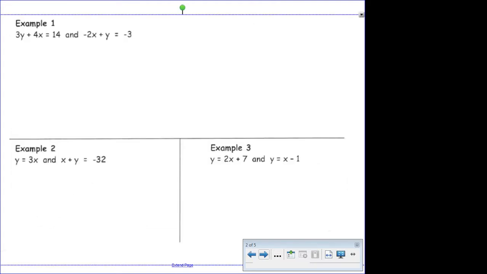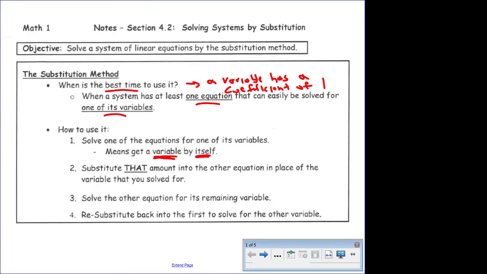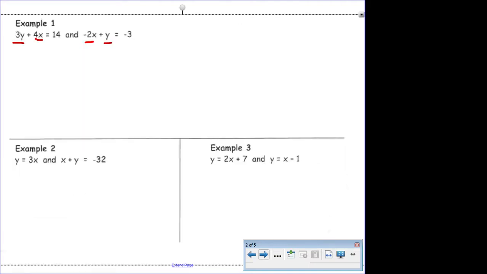Here we go. In this first example, step 1 is get a variable by itself. And in this first example, there is a clear winner. You've got 4 choices. I could get the y in the first equation by itself, or the x in the first equation, or the x in the second equation, or the y in the second equation. You know which one is the clear winner? The y in the second equation, because it meets this description, a variable that has a coefficient of 1.